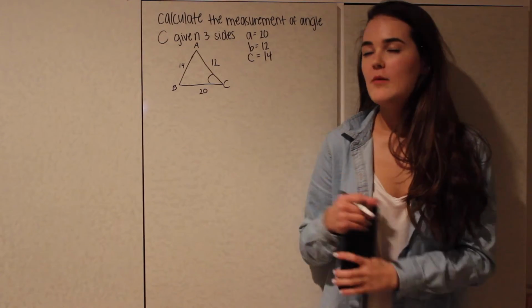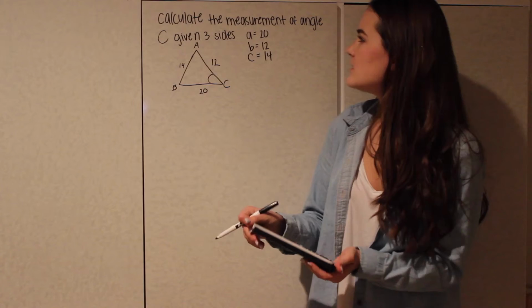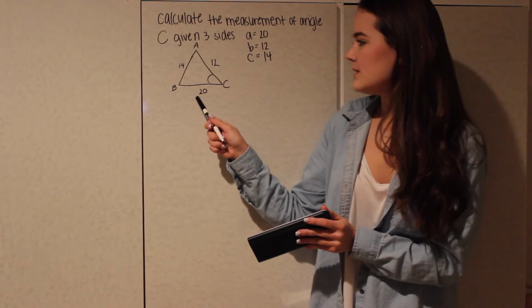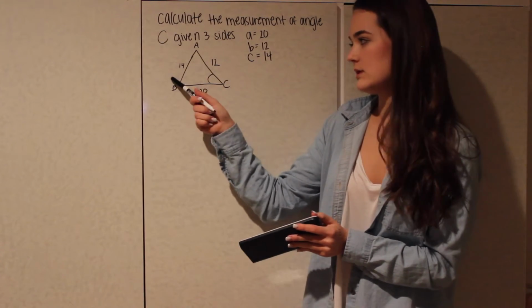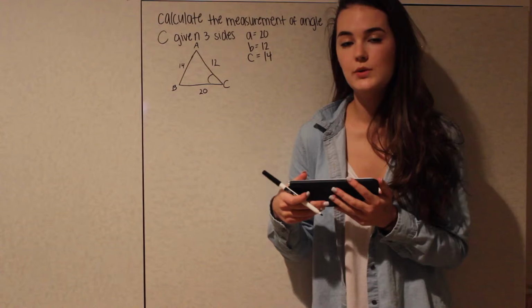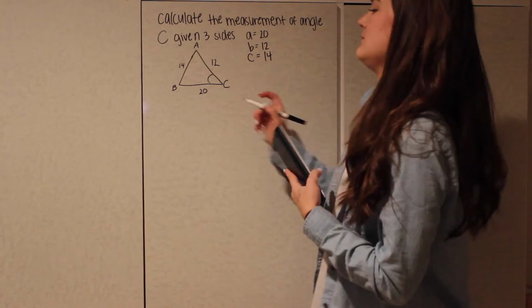Now we'll be solving this problem step by step. The problem is calculate the measurement of angle C given the 3 sides. A equals 20, B equals 12, and C equals 14. So we know we're solving for angle C, so we're going to have to set the equation to C squared.